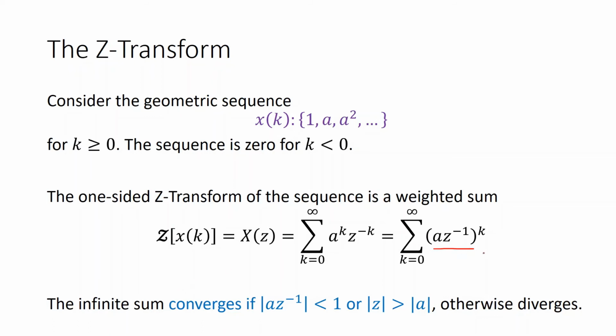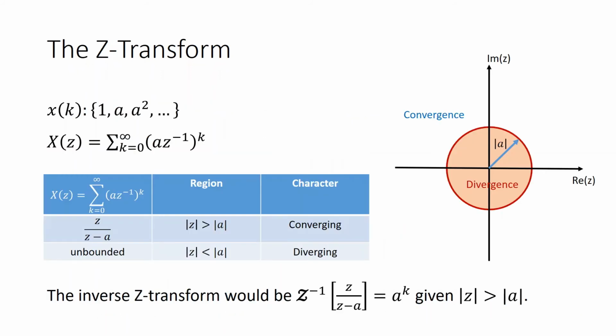This is an infinite sum, and we know that the infinite sum would converge when the mod of this value is less than 1, otherwise it will diverge. So this is the condition of convergence. You see here the convergence is outside this circle of radius mod a. This is the z plane. The convergence of the Z transform is outside this circle. With every Z transform, a region of convergence is associated. So whenever you are asked to calculate a Z transform, you should also mention the region of convergence of that particular Z transform.